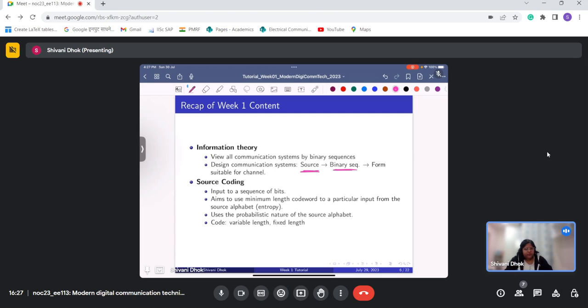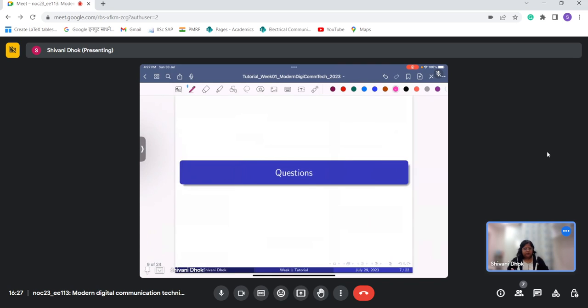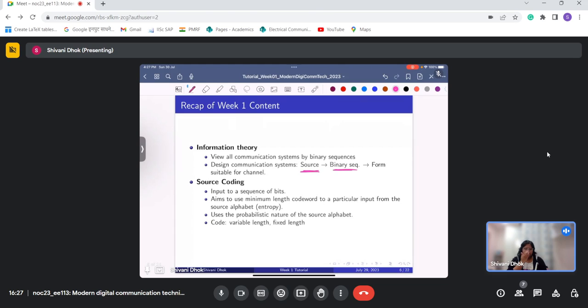Now this code can be of variable length or fixed length. So what are the issues, or what are the benefits of variable length and fixed length? That entire thing will be covered in the source coding section of this course. So this was all covered in week 1. If anyone has any doubts, please let me know.